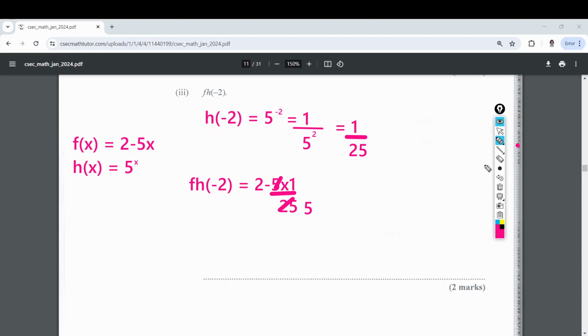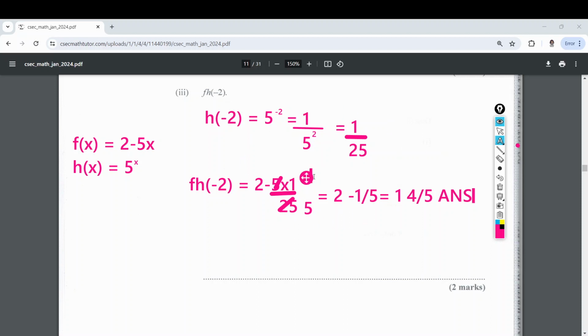You're going to end up getting 2 minus 1 over 5. And 2 minus 1 over 5, guys, is actually 1 and 4 over 5. Alright, so that's the answer: 1 and 4 over 5. And that should be the answer for the question. So that's not bad. This was not bad either.